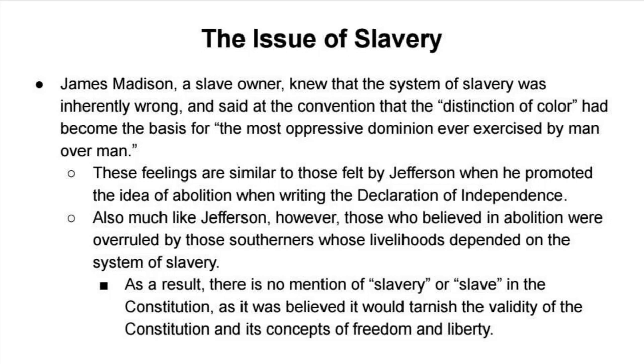But the idea that Southerners would not agree to any final form of government meant there is no mention of slavery or slave in the Constitution as a result. And it would absolutely tarnish the validity of the Constitution for a good long period of time. Only through amendments after the fighting of the Civil War did we ever alter not only slavery, but outlining how former slaves would become citizens and have rights as citizens.